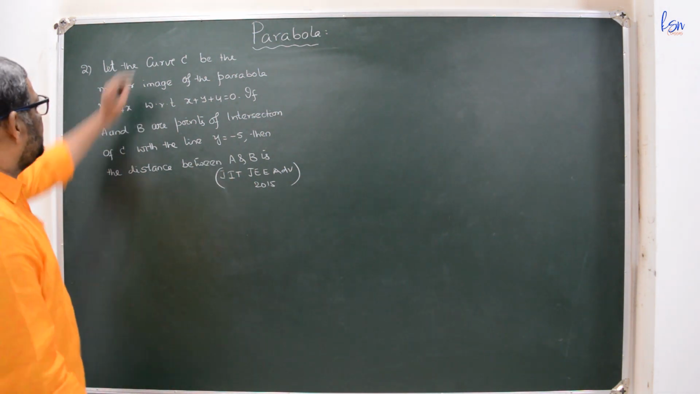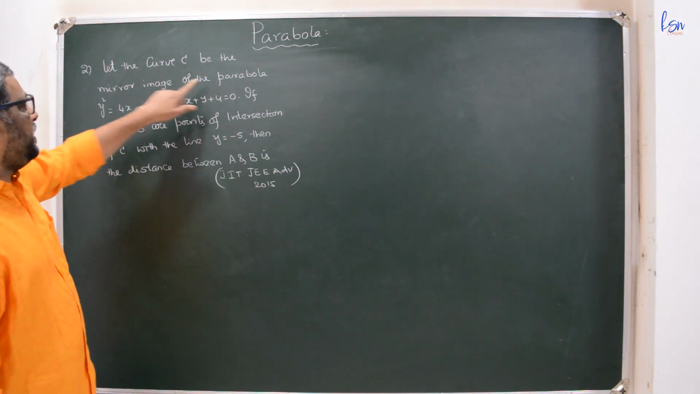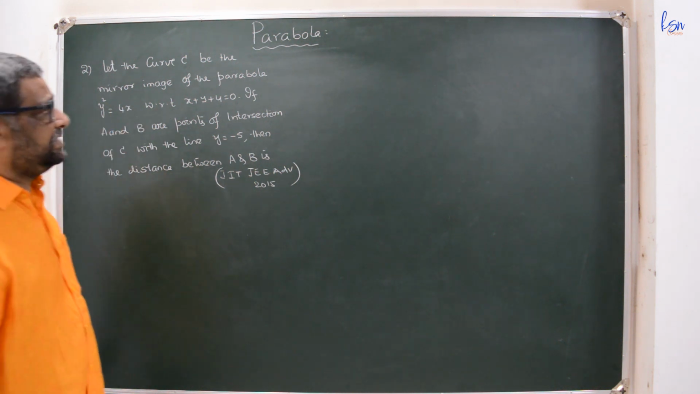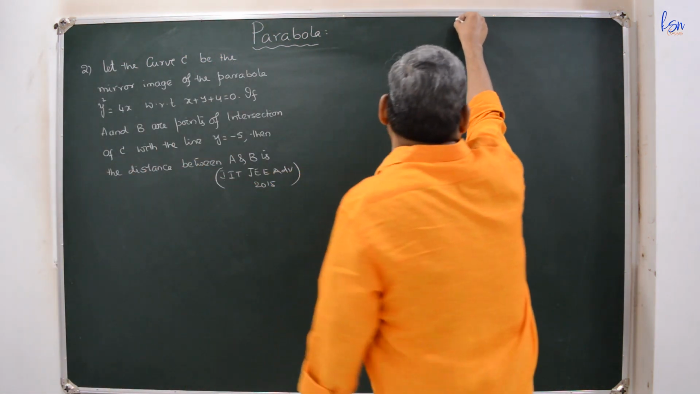Here it is given that C is the mirror image of the parabola y square equal 4x. For example, let us have a diagram.